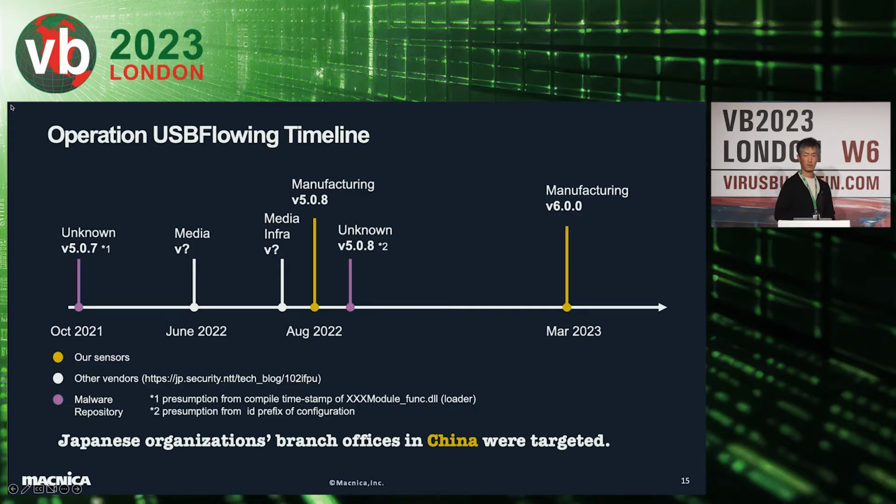So this is the USB FlowCloud timeline. From our observation, we believe that this campaign started around October 2021. And in 2022, multiple organizations were targeted. And this year, in March, we observed version 6 FlowCloud. And one interesting thing is that from our observation, all targets were Japanese organizations' branch offices in China.